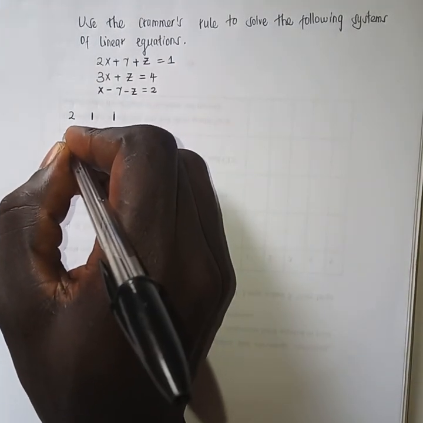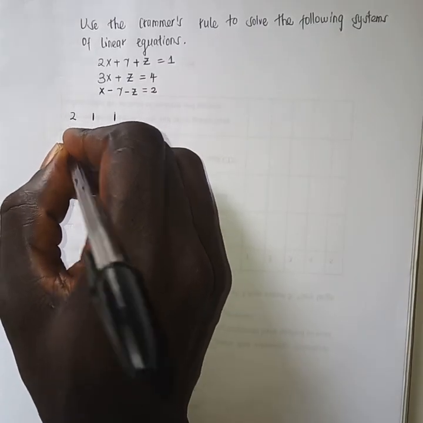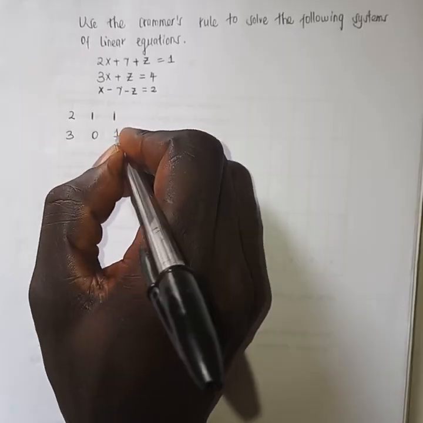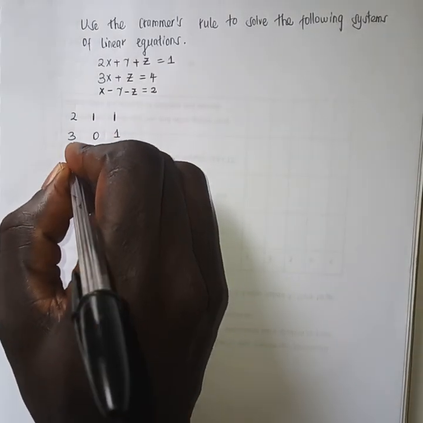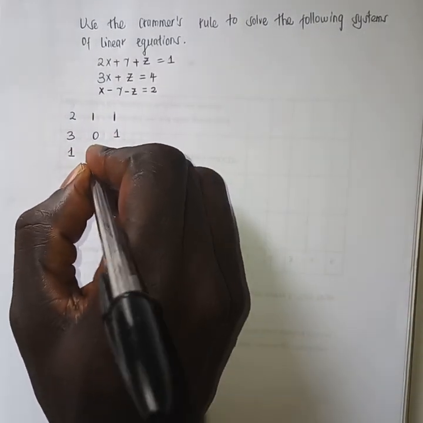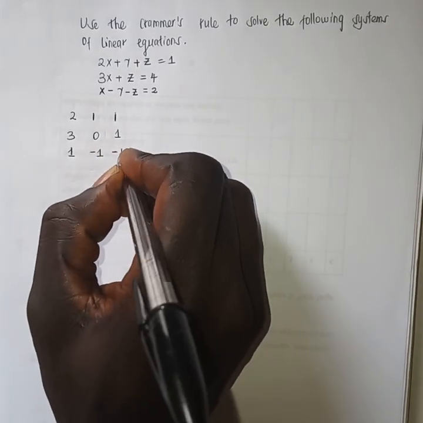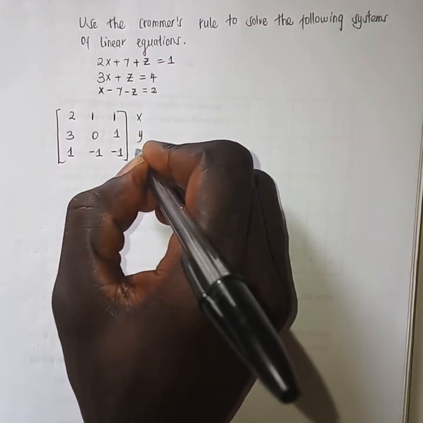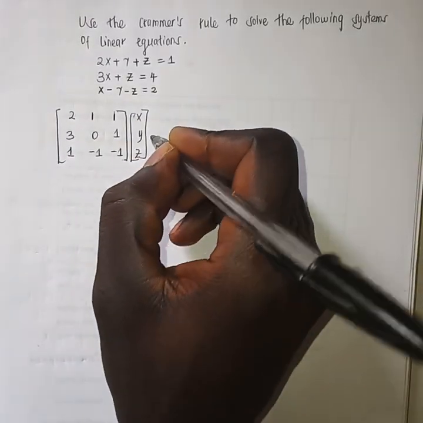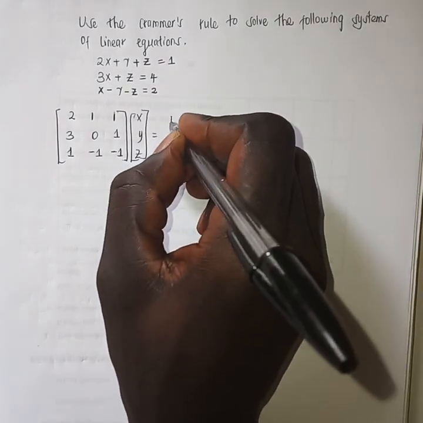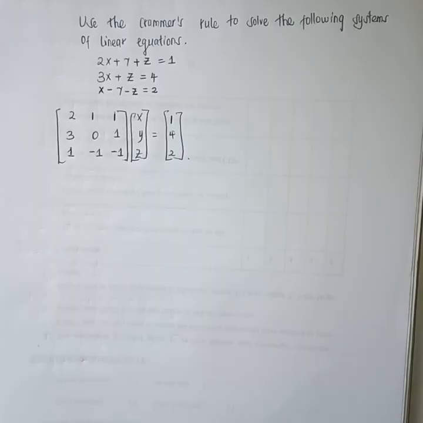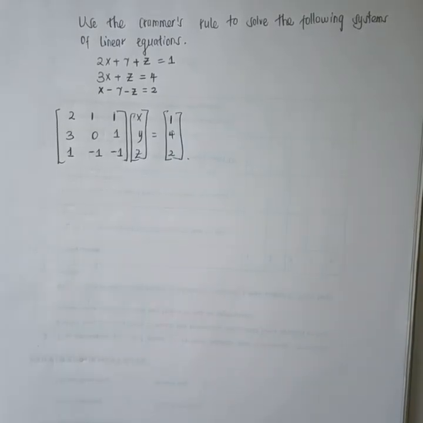The coefficient of x in the second equation is 3, of y is 0, because there is no y, of z is 1. Then in the last equation, you can see that the coefficient of x is 1, of y is -1, and of z is -1. So that is the matrix form that we obtain after transforming those systems of linear equations.